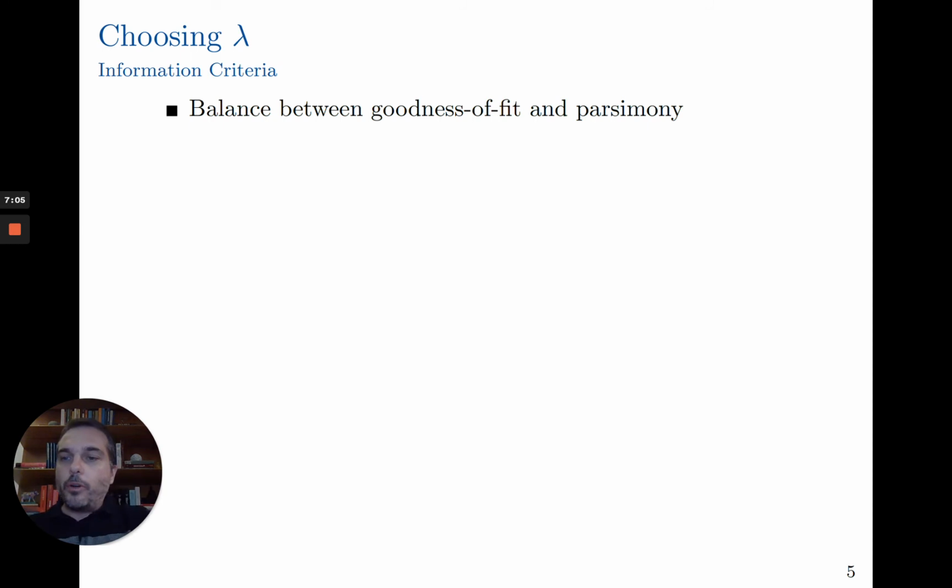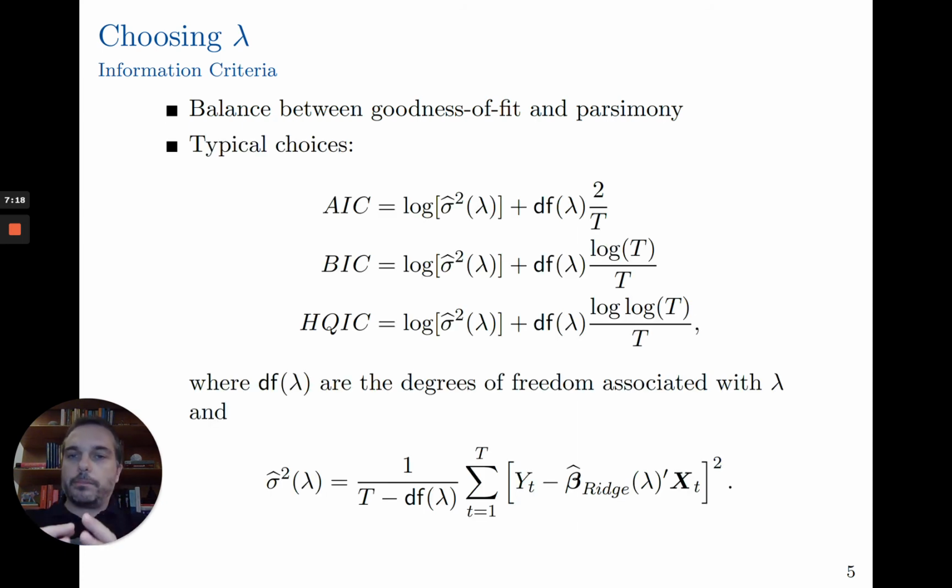Okay, so let's go back to information criteria. We want to choose lambda, the penalty parameter, using this trade-off between fit and complexity. Okay, so there are basically three typical choices. As I said, there are many others. These are the typical ones. So basically, what all these methods have in common is this first part here. This is equivalent to the negative of the log likelihood.